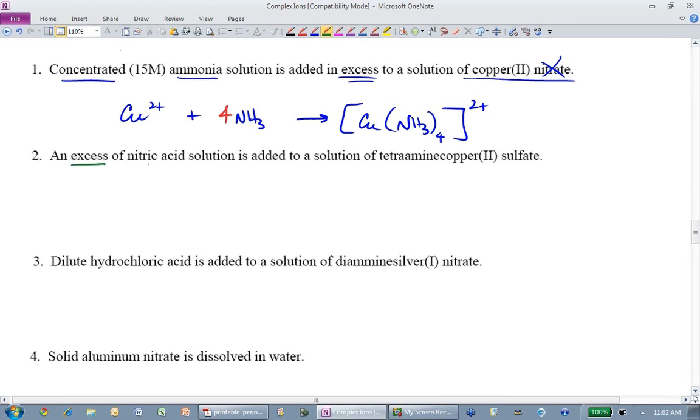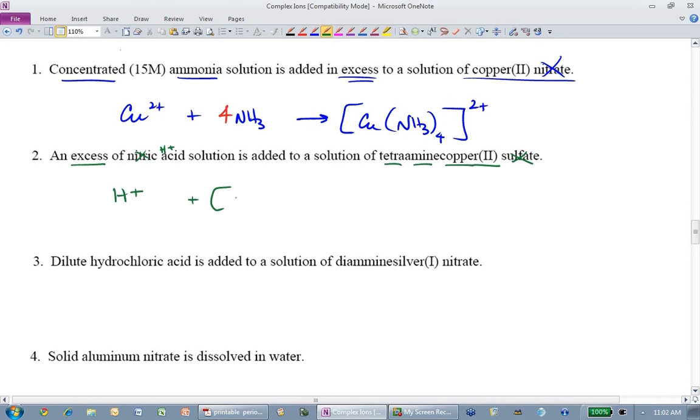An excess of nitric acid solution is added to a solution of tetraamine copper 2 sulfate. So I'm going to have a spectator here and a spectator here. This becomes just H+. Now here's what I meant. You have to be able to decipher tetraamine copper 2, but you can do that now. You know what's going on.